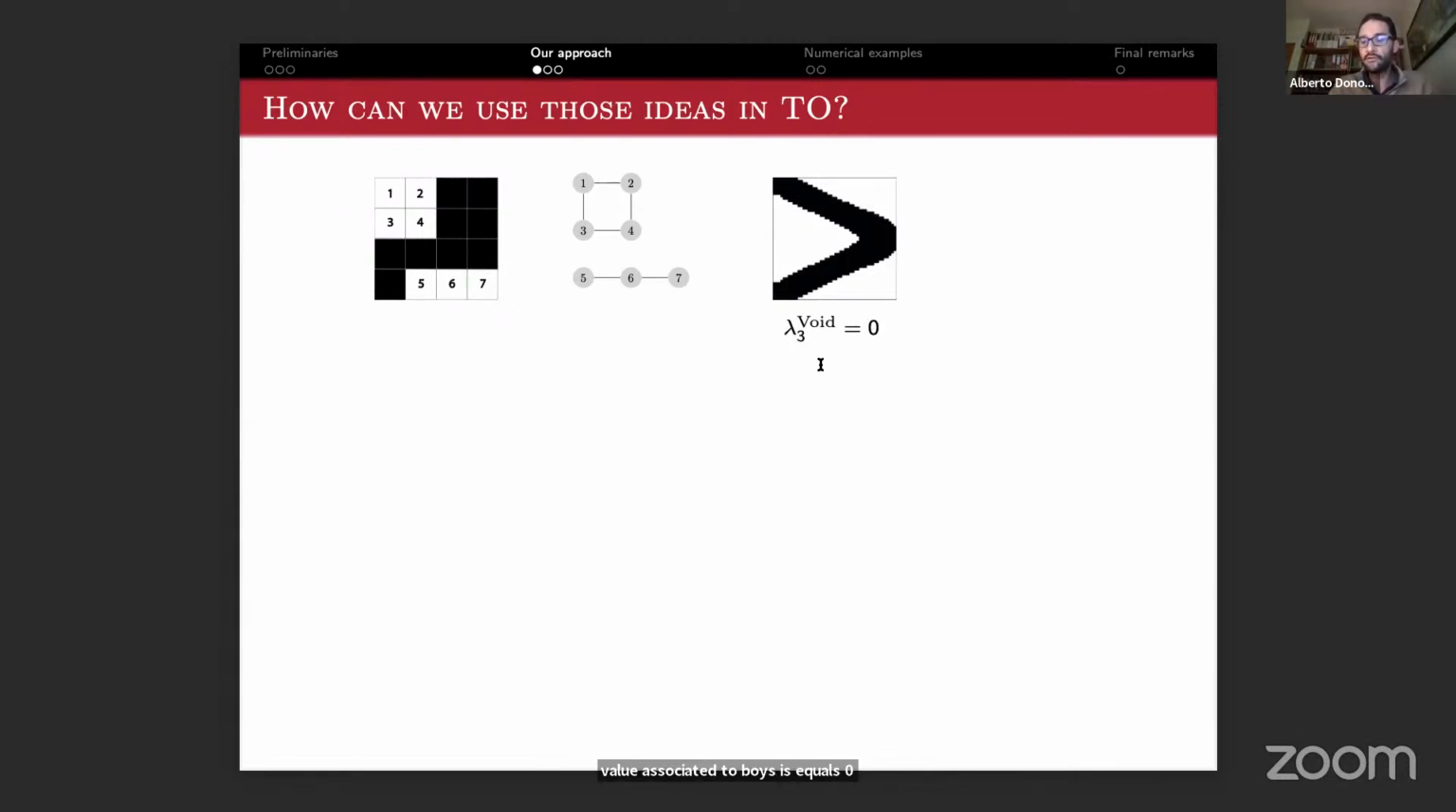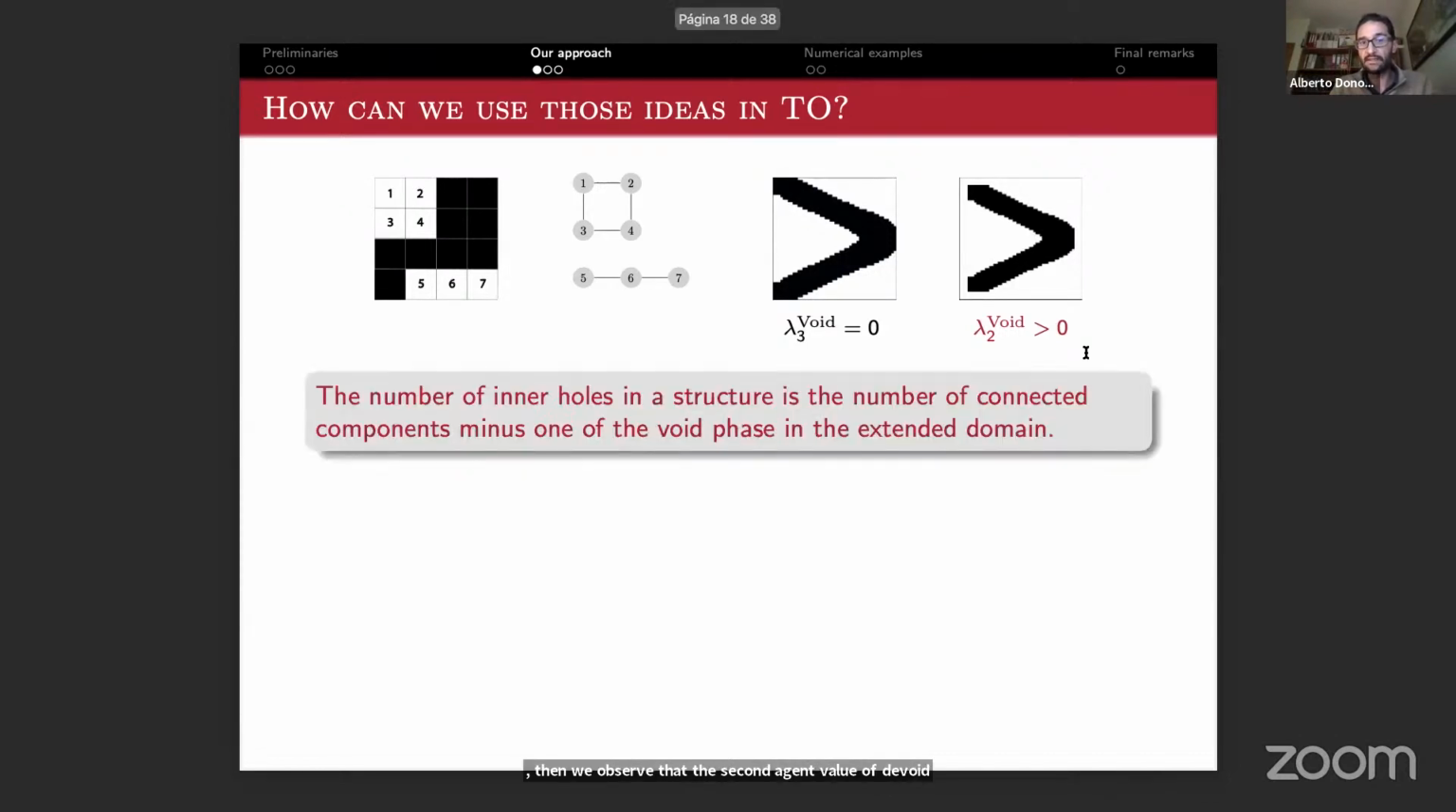But if we consider an extension of the design domain, for instance, an outside void frame of few elements, then we observe that the second eigenvalue of the void is greater than 0. So we can state that the number of inner holes in a structure is the number of connected components minus 1 of the void phase in the extended domain.